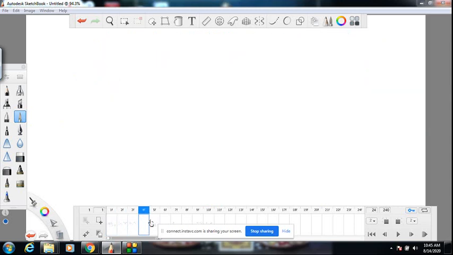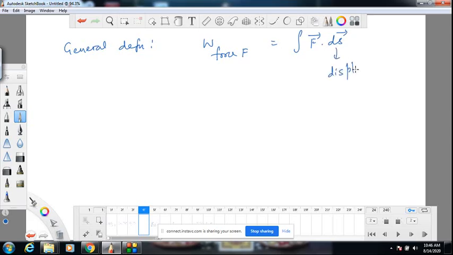So let us see some special cases coming out of this, because the most general definition we use only very rarely. Most of the time we will be using some special cases. So the general definition, you should not forget this. Work done by a force F is given by integral F dot ds, where ds is the displacement of that point where force is applied.